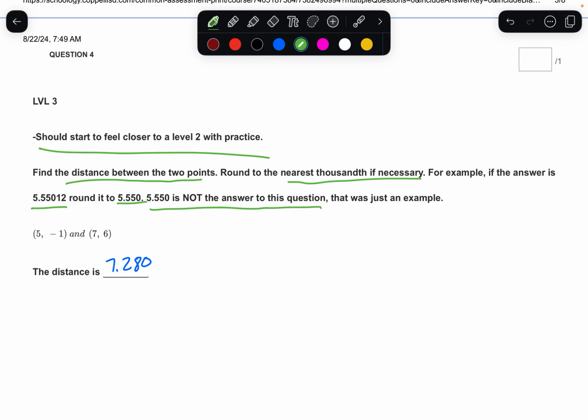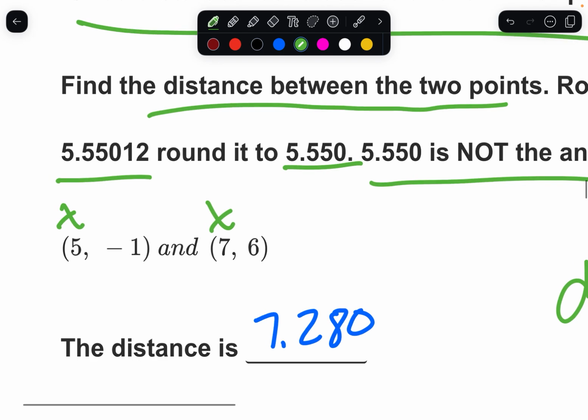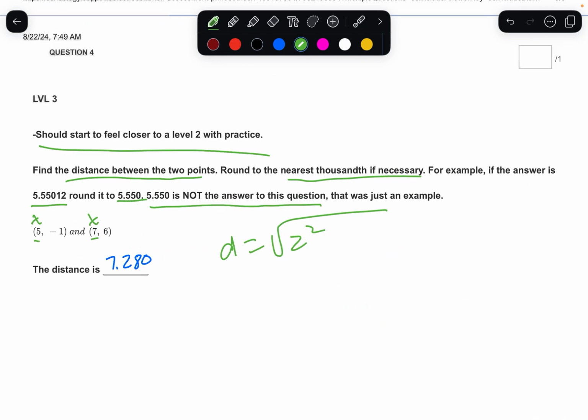Oh, that's kind of confusing. All right, so 5 and 7 are my x's, so the distance is going to be 2 squared. Where'd the 2 come from? Distance is how far apart. We start with the x's. How far apart are the x's? 2, and it's Pythagorean theorem, so we square it.